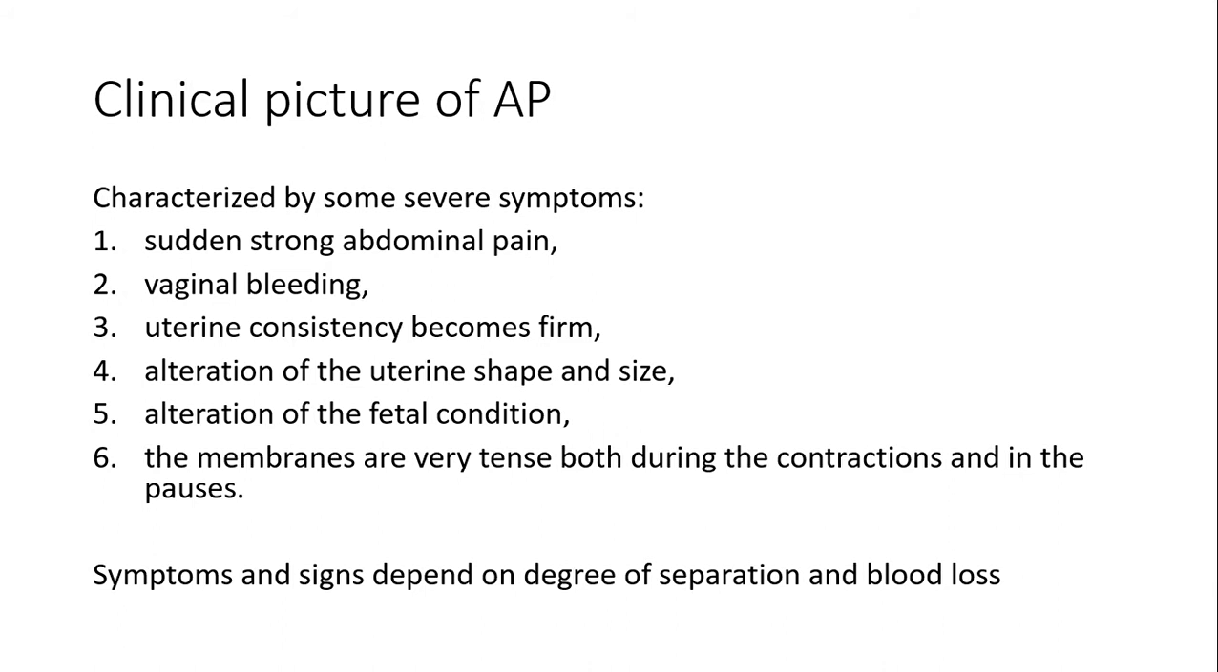The clinical picture of premature separation of the placenta is characterized by several symptoms: sudden, usually strong abdominal pain, vaginal bleeding, and the uterine consistency becomes firm. You can notice alteration of the uterine shape and uterine size, and alteration of the intrauterine fetal condition, of course. The amniotic membranes are very tense both during the contractions and between the contractions. And of course, symptoms and signs depend on the degree of separation of the abruption and the blood loss.